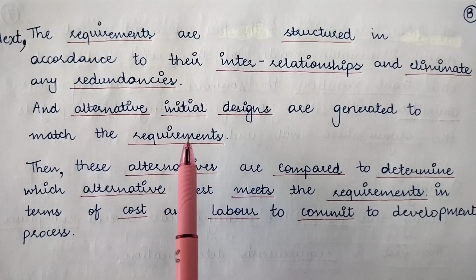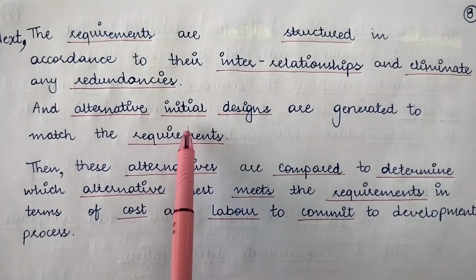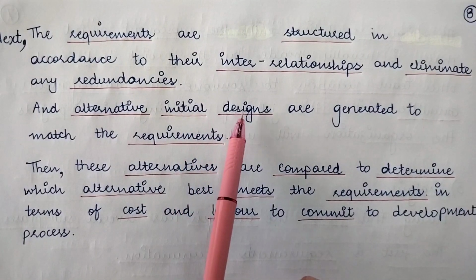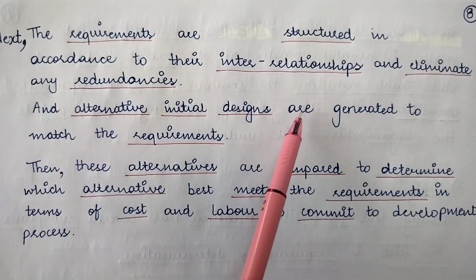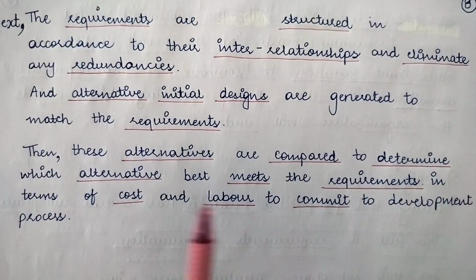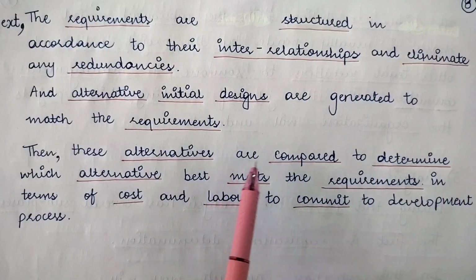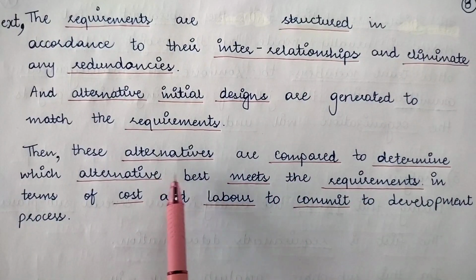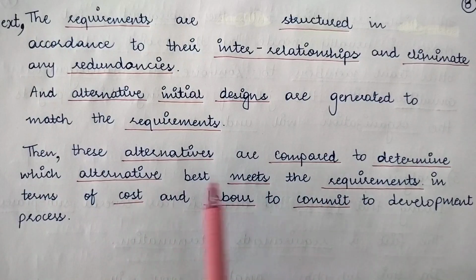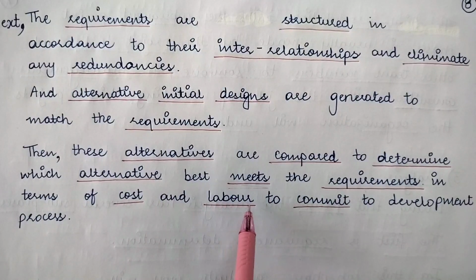So, next step, in the analysis phase, you also generate initial designs for the information system, and obviously not just one but alternative initial designs are generated which could match those requirements. Then these alternative designs are compared to determine which alternative design would best meet the requirements in terms of cost and labor to commit to the development process.